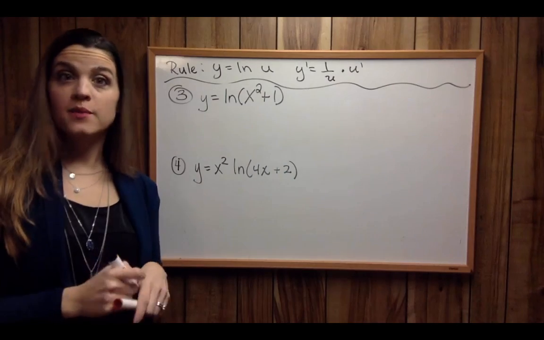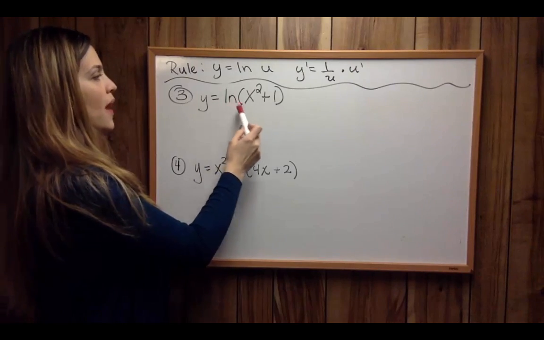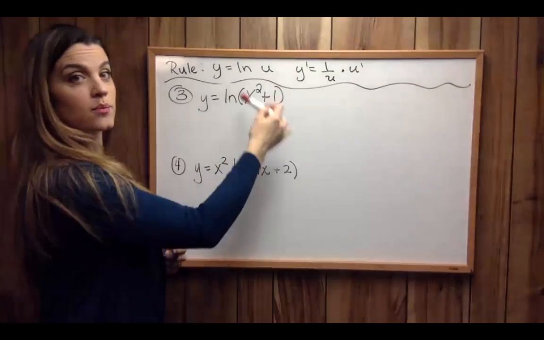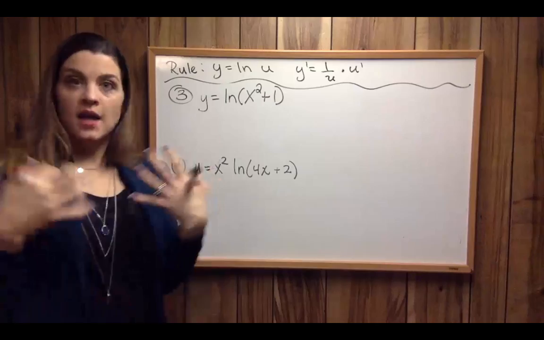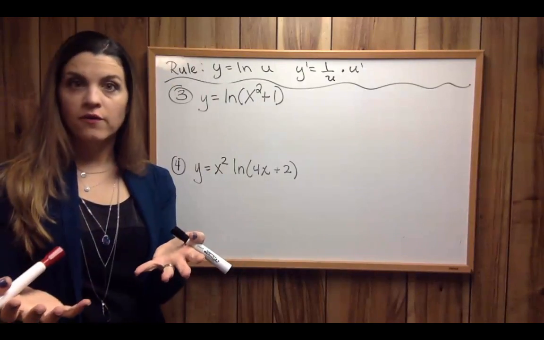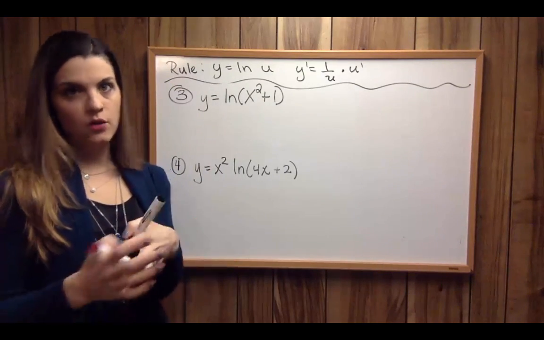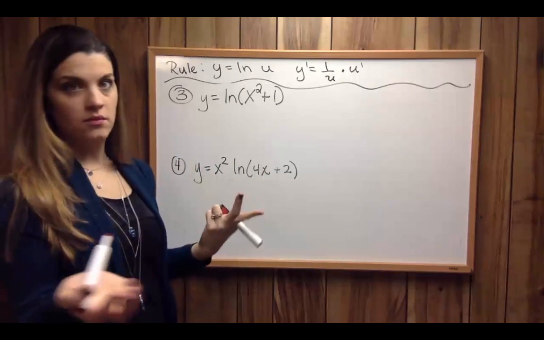Let's try a few more examples. y is equal to ln of x squared plus 1. Now notice how this is different. This isn't just ln x. This is ln of a greater function, something that's not just a monomial, and that's just x.